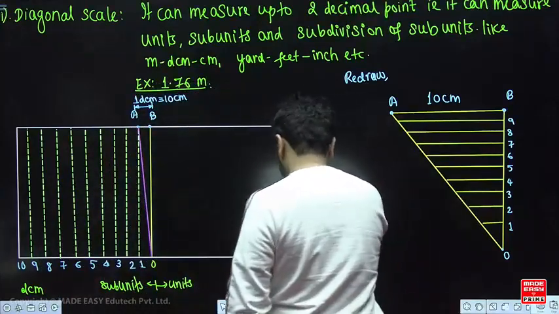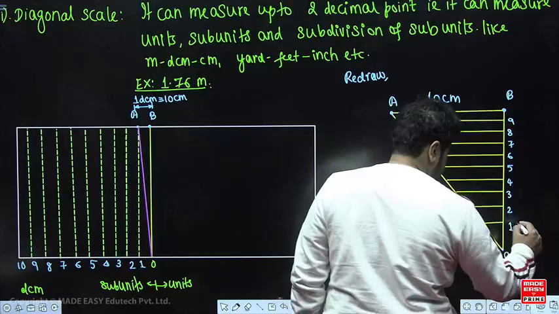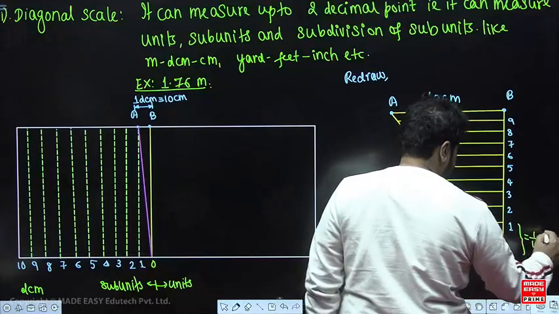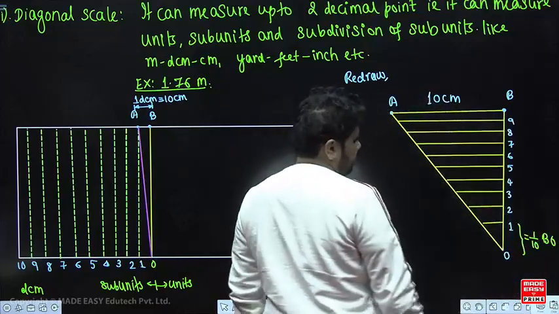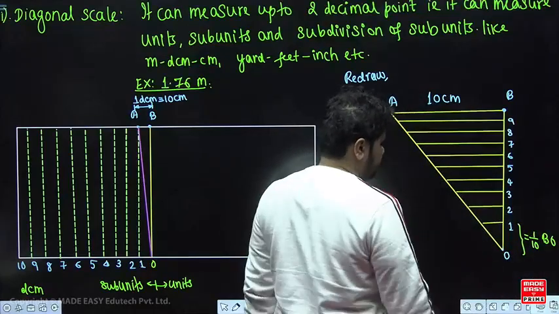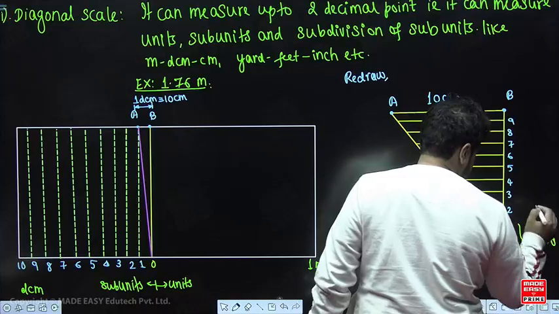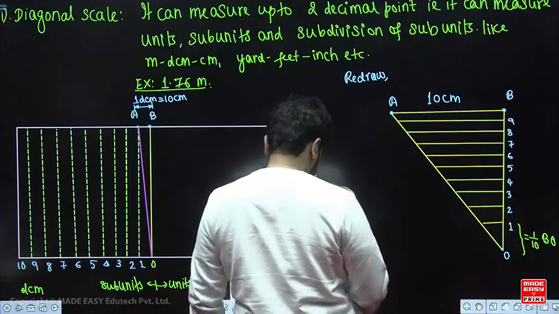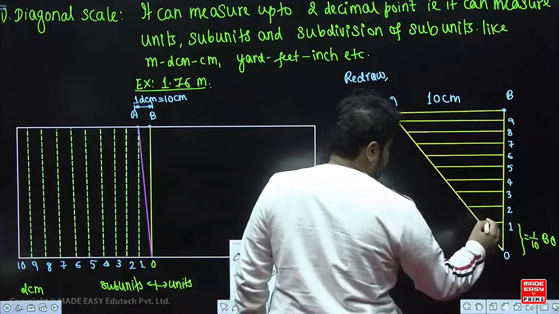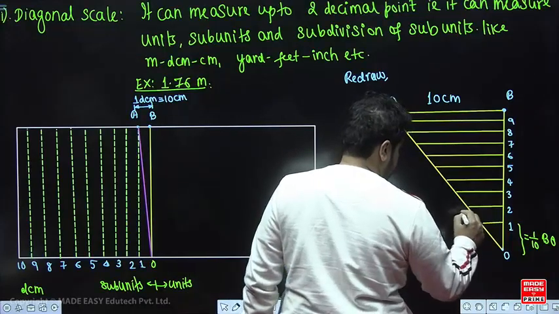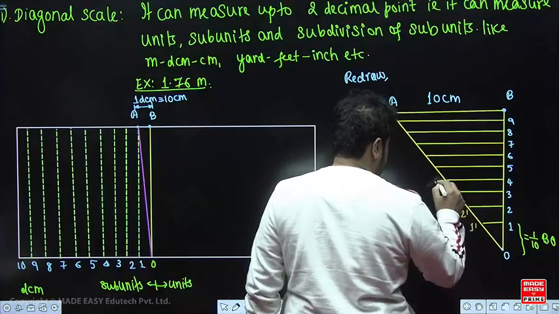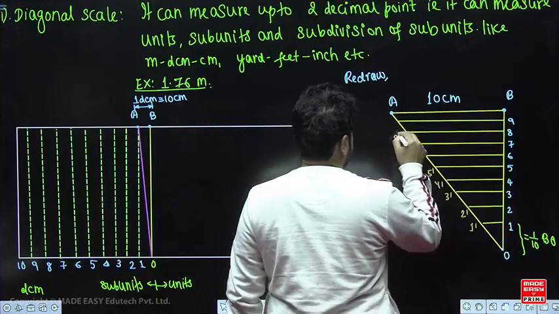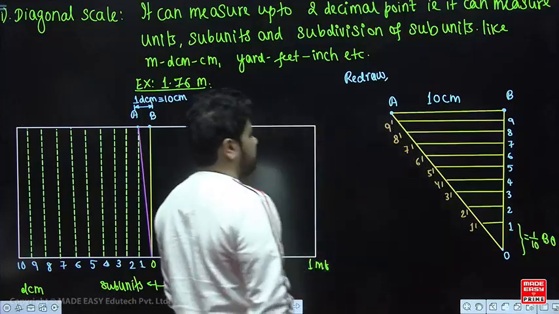Now if I ask you what is this length, 1O, you will say that it is 1/10 of BO, isn't it? So 1O is nothing but 1/10 of BO, correct? Now what you can observe here, let us name these 1 dash, 2 dash, 3 dash, 4 dash, 5 dash, 6 dash, 7 dash, 8 dash and 9 dash, correct?